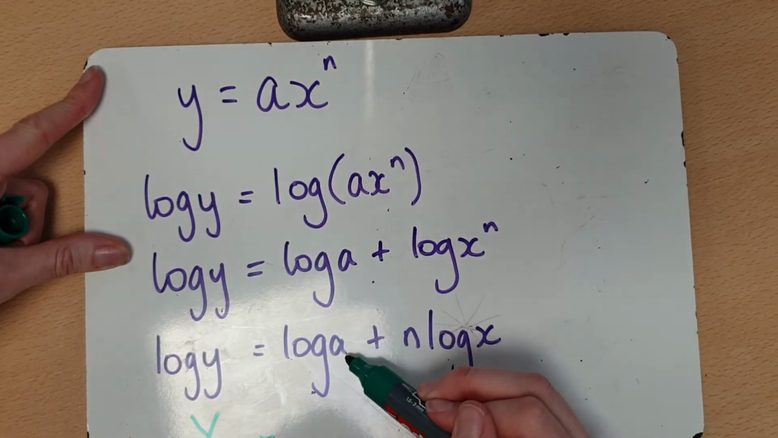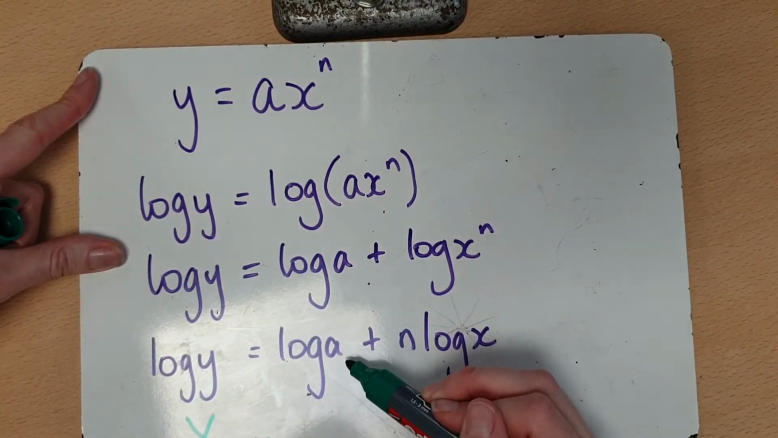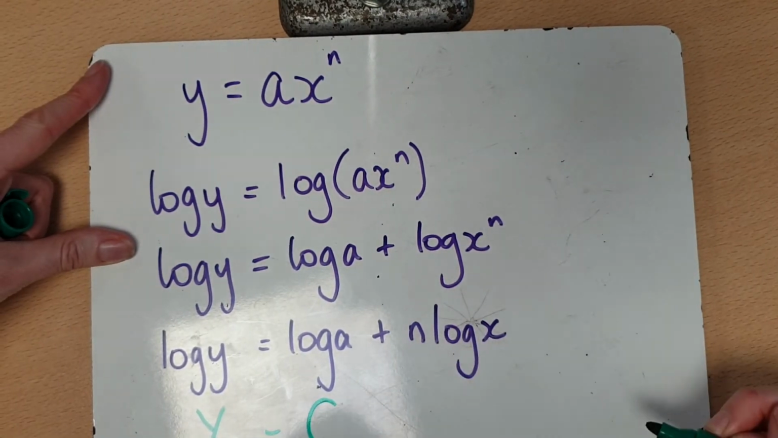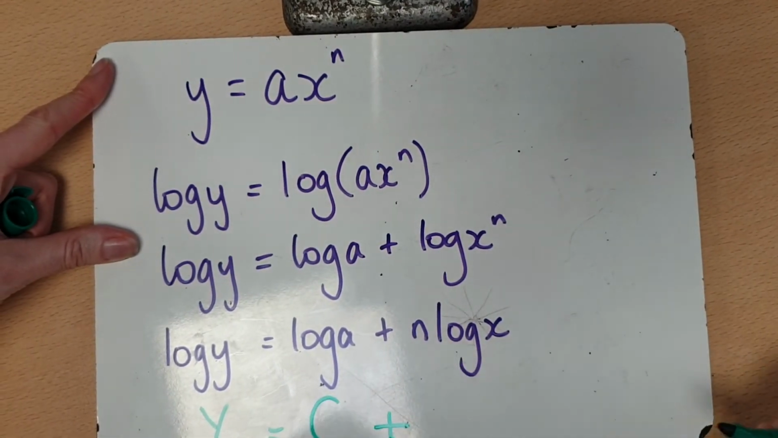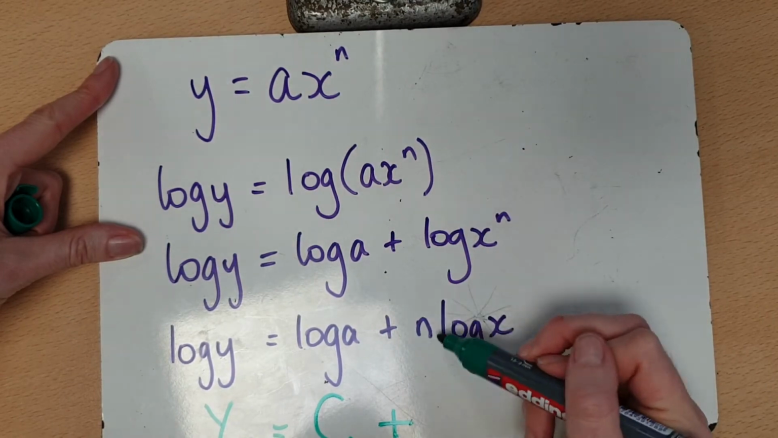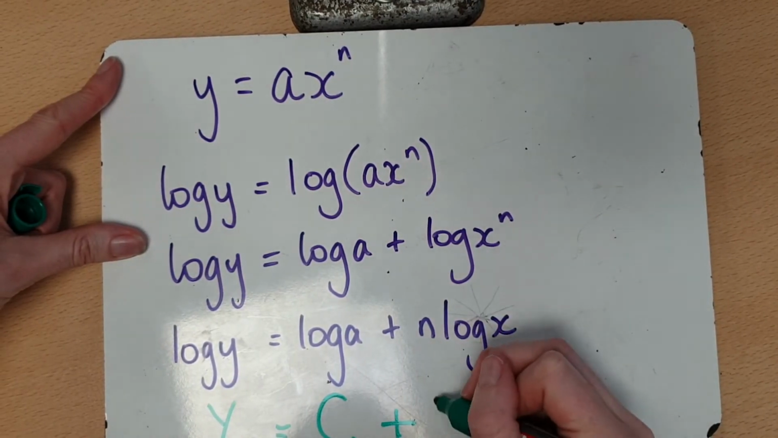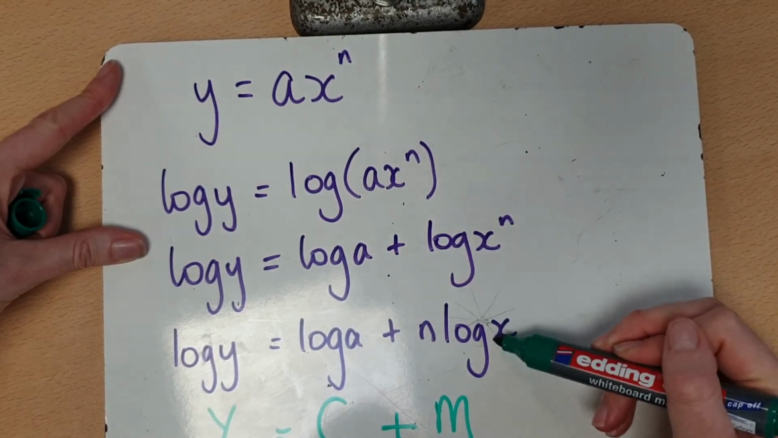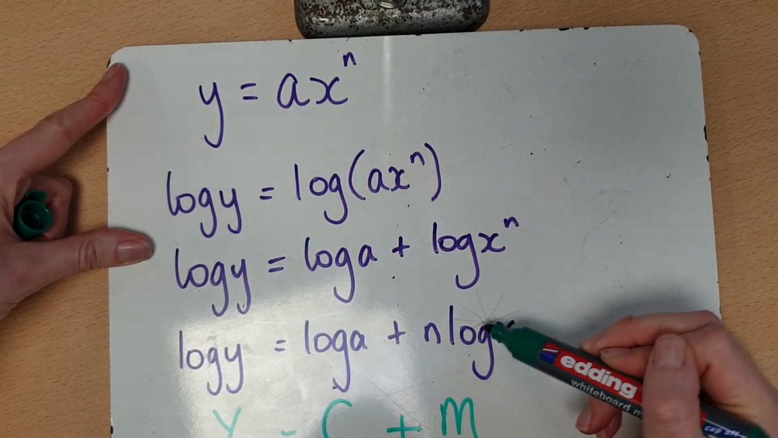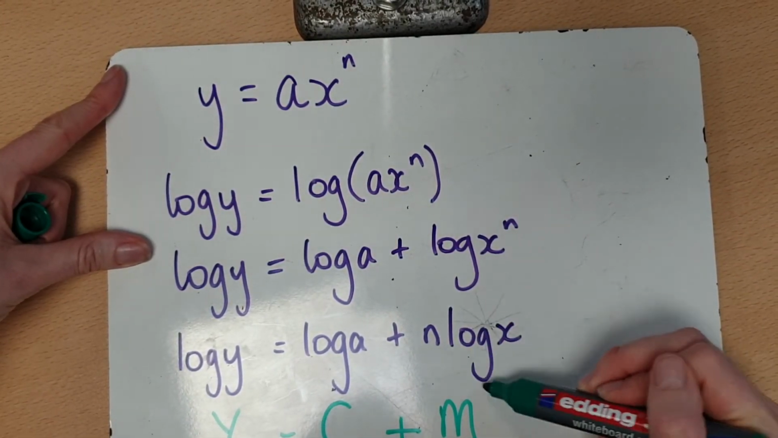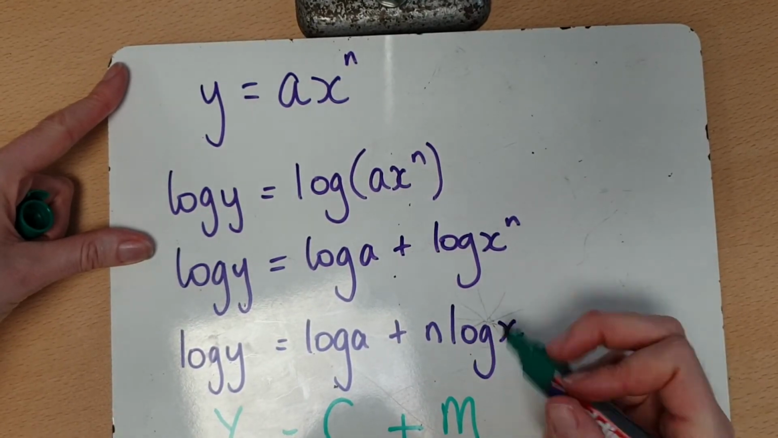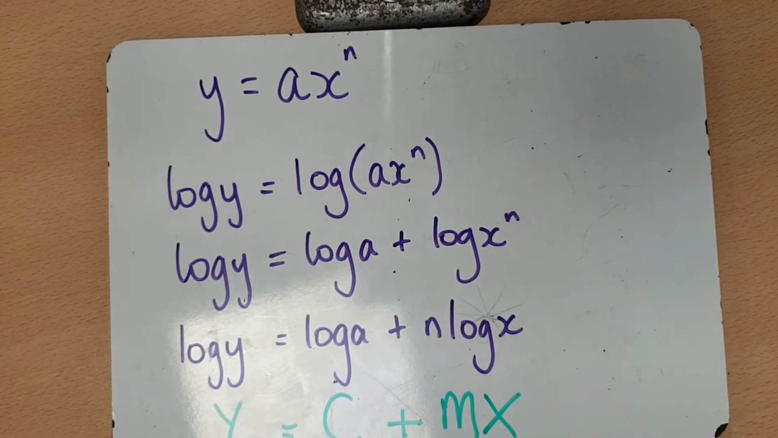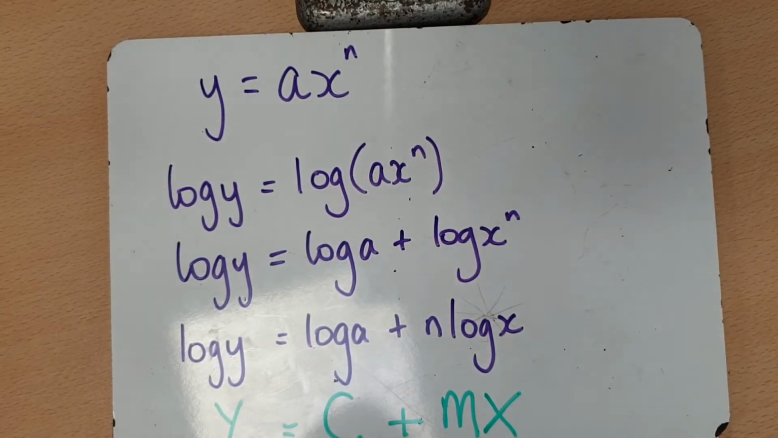I've got log of a constant. Well, that's just going to be another constant, so I'm going to call that capital C. I've got n, which is just another constant. I'm going to call that m. And then I've got log of x, which is the independent variable. So this is what's going to vary as x varies. So this is equivalent to our x in the y equals mx plus c equation.